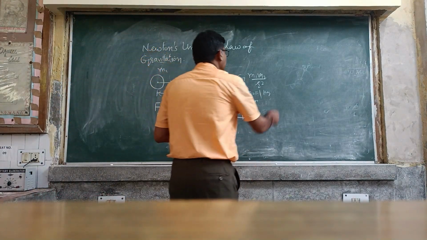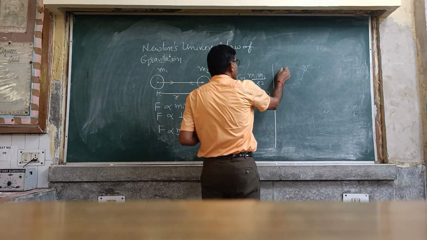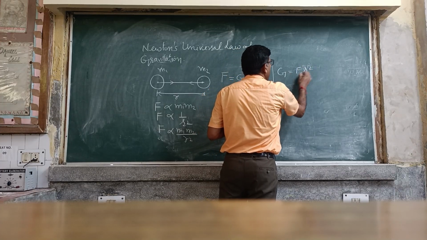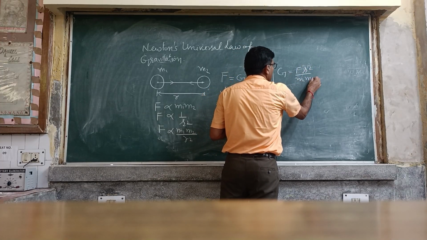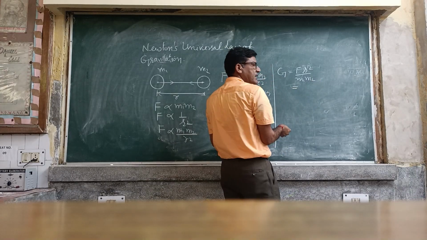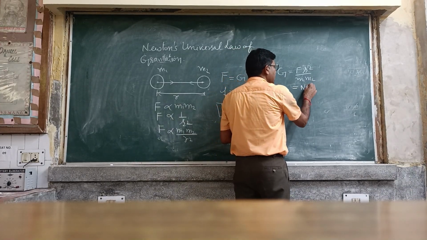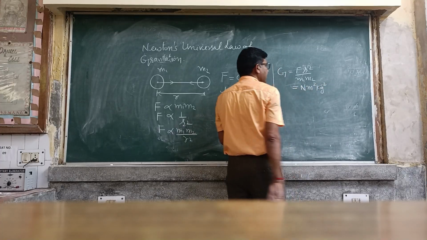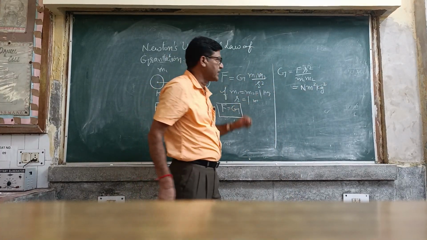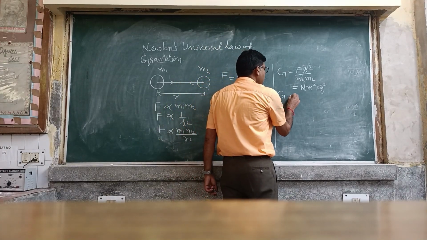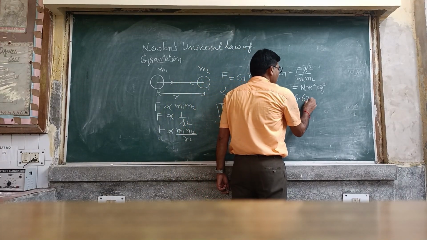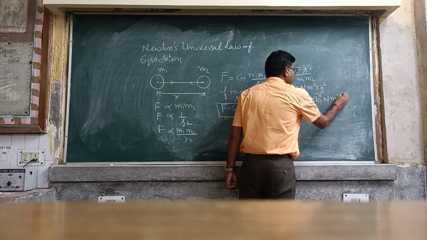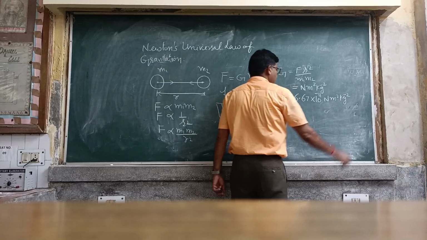Now let us see the units. So G is equal to F r square upon m1 m2. The SI unit of force is Newton, r square is meter square, and the masses are in kg square. So this is the SI unit, and the numerical value of G is equal to 6.67 into 10 to the power minus 11 Newton meter square per kilogram square.